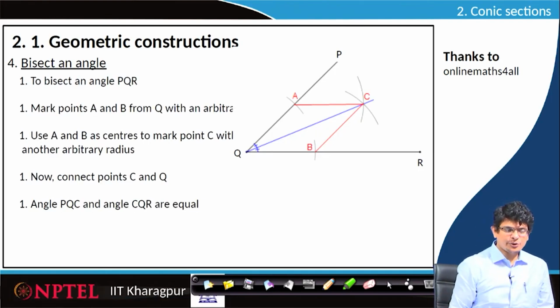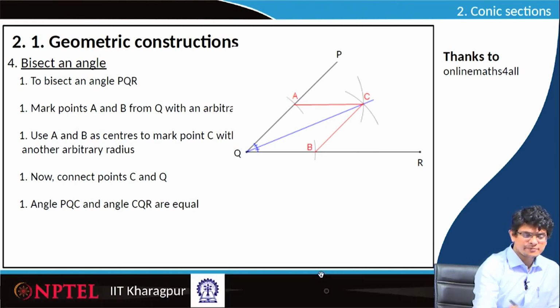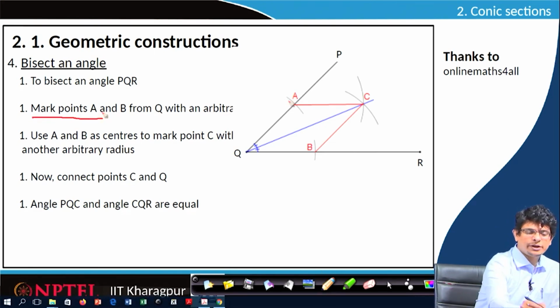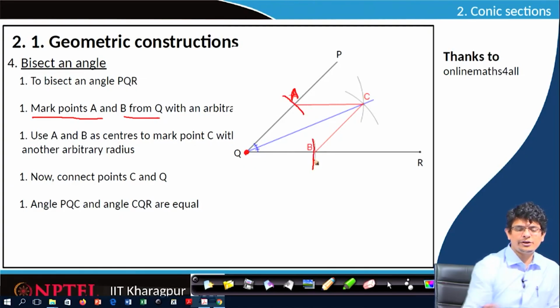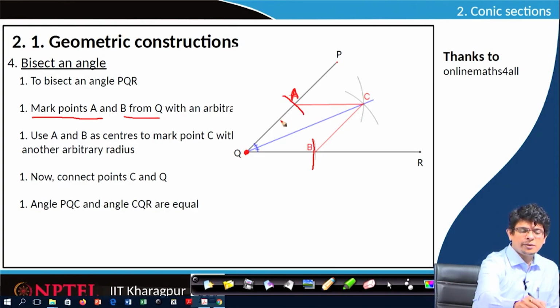To bisect an angle PQR, first of all we have to mark points A and B from Q with an arbitrary radius. Because we know from P to Q, maybe half of the distance or lower or more than that, it does not matter, but first of all make an arc which will intersect Q to P at A and Q to R at B.